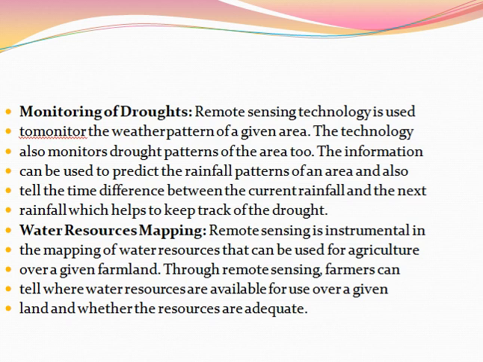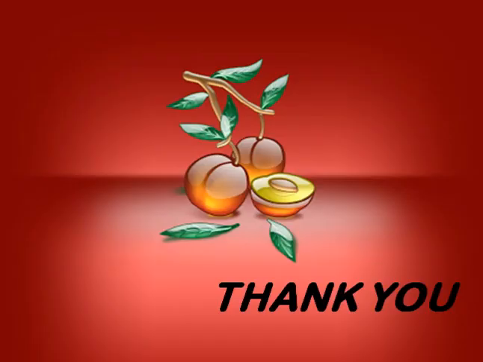Then water resource mapping. It is also useful in the mapping of water resources that can be used for agriculture over a given farmland. Through remote sensing, farmers can tell where water resources are available for use over a given land and whether the resources are adequate or not. It is all about remote sensing in agriculture.